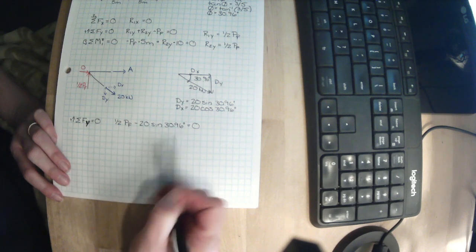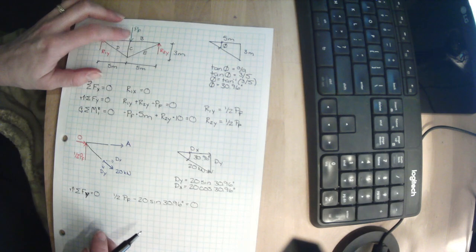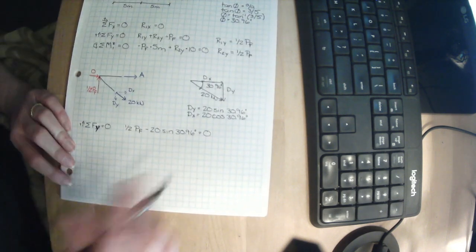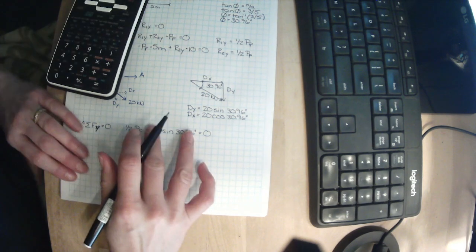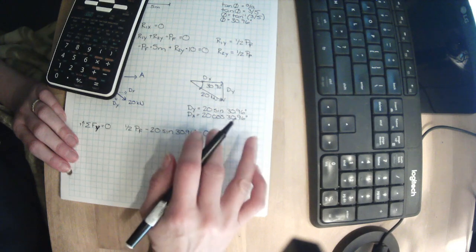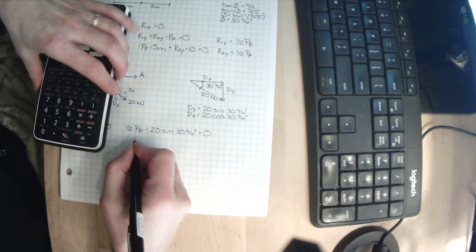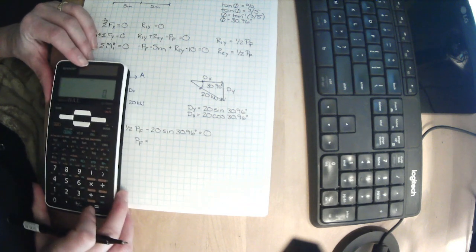Look at this. We have one equation and one unknown. Remember, the whole point in this was to figure out what the maximum PF we could apply to this was. So let's rearrange this. We can bring this over to this side and it becomes positive, and we divide by 1/2.